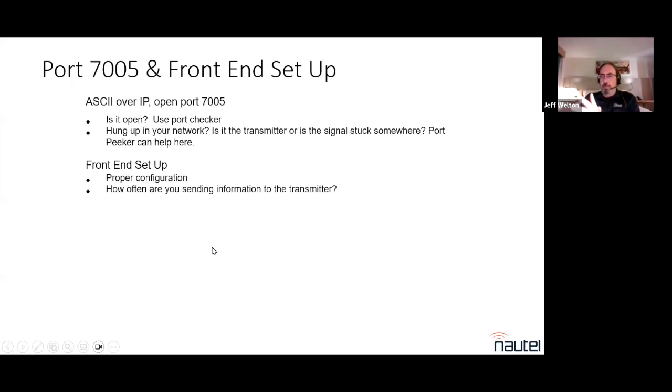Again, port checker. Very first thing you want to do, you get everything connected, you think it's all golden, use a computer at the studio, ping the transmitter IP address, colon 7005, ping the port number. If you get a reply, you're golden. If you don't get a reply, maybe not so much.